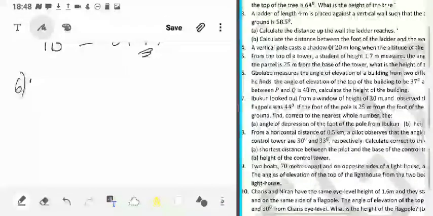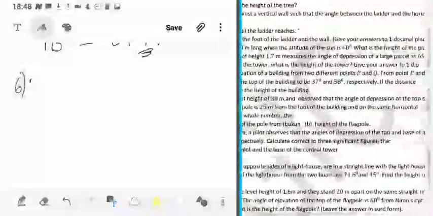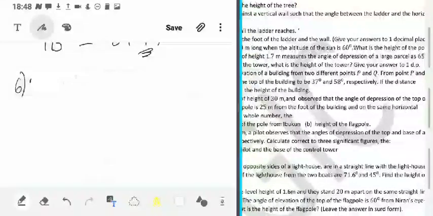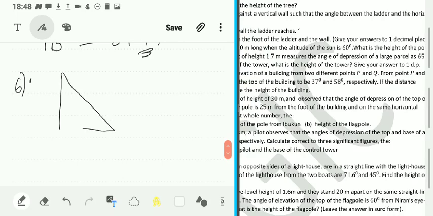Bellabo measures the angle of elevation of a building from two different points, P and Q. So if this is P, I will just do a sketch here. I will do the real diagram in the other note. I will just quickly rush with this.